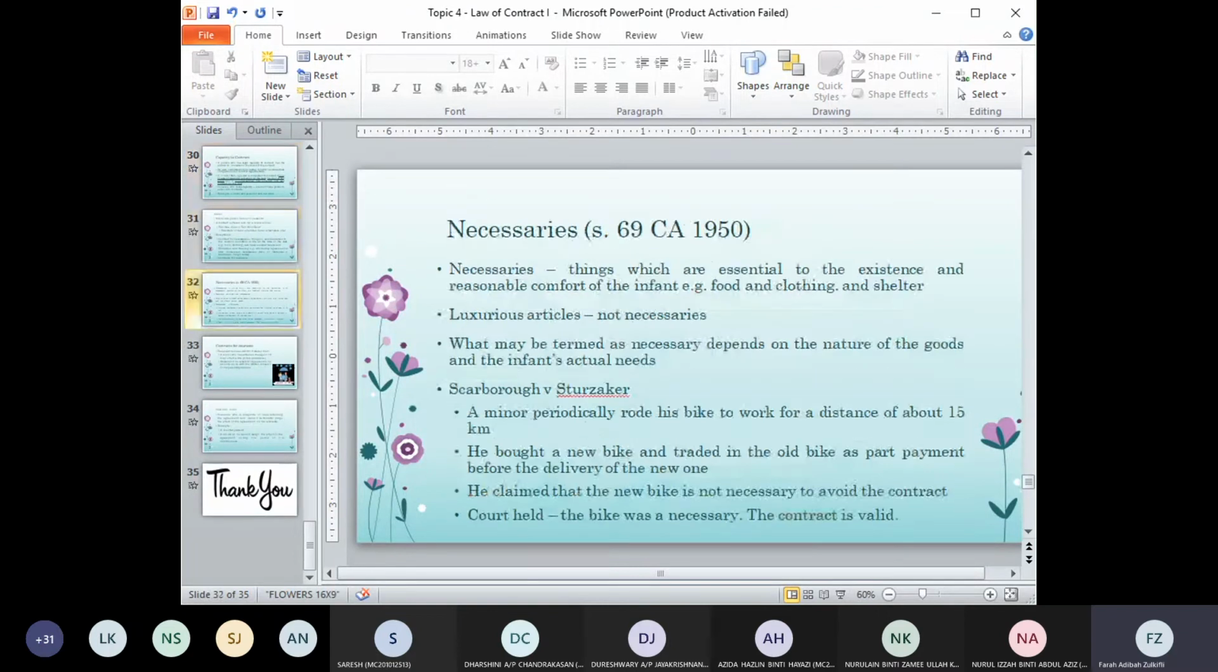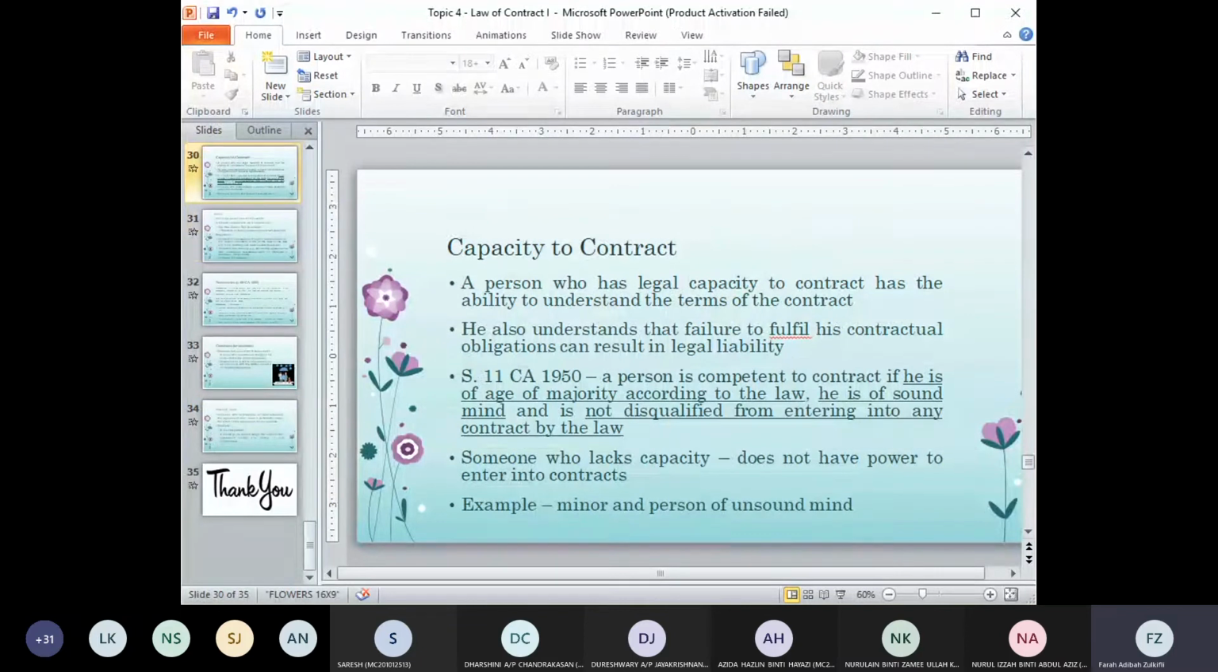The last element, which is the sixth element, is capacity. If you want to enter into a contract with someone else, you must have the capacity to contract. Capacity to contract means that you have the ability to understand the terms of the contract, what the contract is all about. You need to understand what you are signing, and what is the effect of the contract. If you can understand the nature of the contract and the effect of the contract, you have the capacity to contract. And you must also understand that if you fail to fulfill your obligation under the contract, it can result in legal liability.